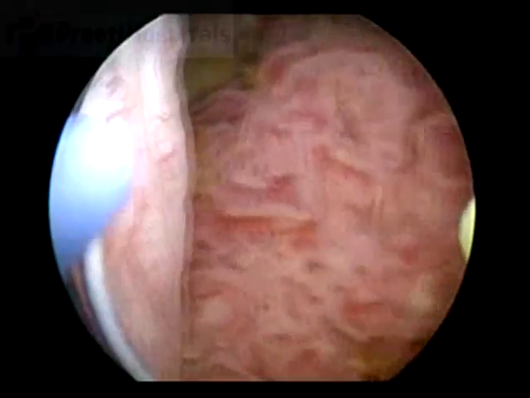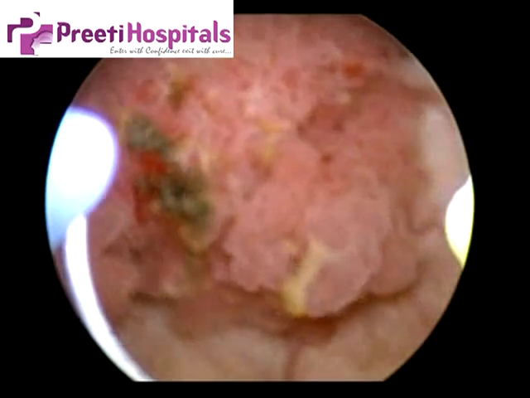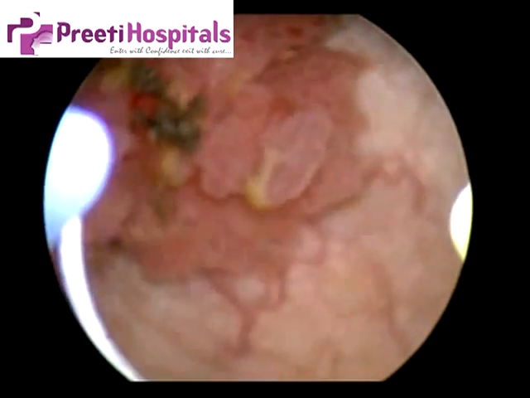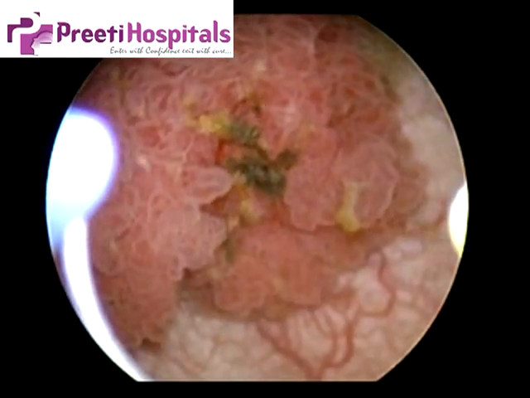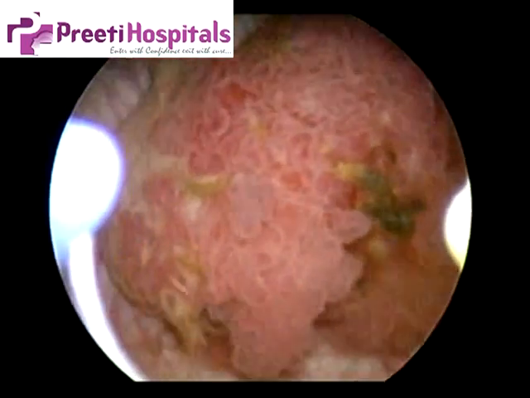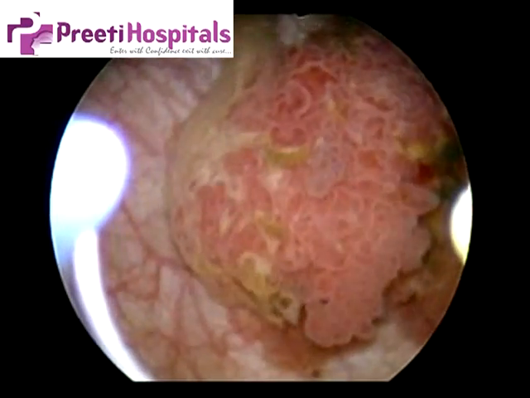This is a classical picture of carcinoma bladder with a high definition camera. You can see the small venules also on the tumor. If you go close on the right side of the bladder, this is a tumor. This is the classical picture of a transitional cell carcinoma of the bladder.